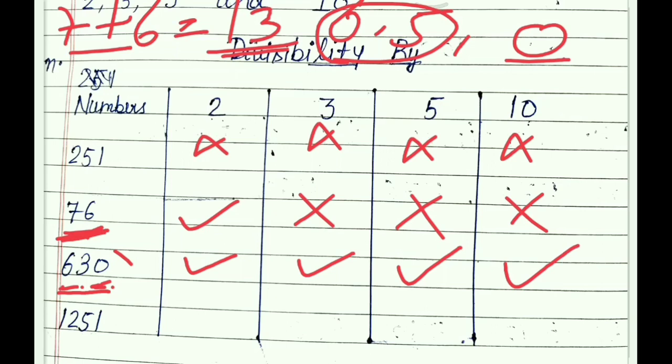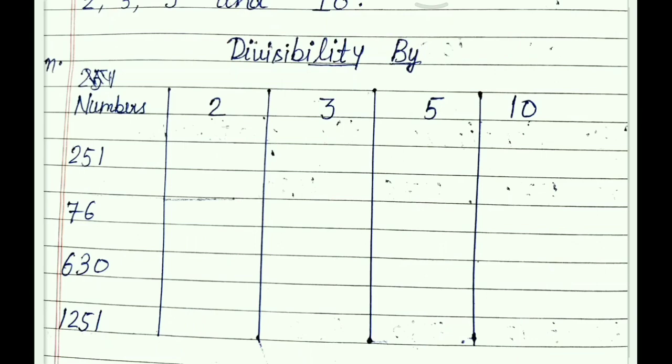Next, similarly we can check. Here the last digit is 1, so not divisible by 2. Here 1 plus 2 plus 5 plus 1, 1 plus 2 is 3, 3 plus 5 is 8, 8 plus 1 is 9. The sum of the digits is divisible by 3, so it is also divisible by 3. Here the last ending digit is 1, but for 5, 0 or 5 should be there, so it is not divisible. Make a cross here. And for 10, 0 should be the last digit, but here it is not, so make a cross here. Is that clear?